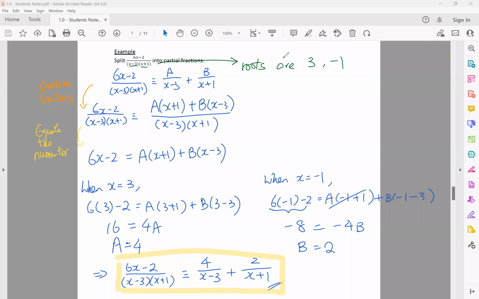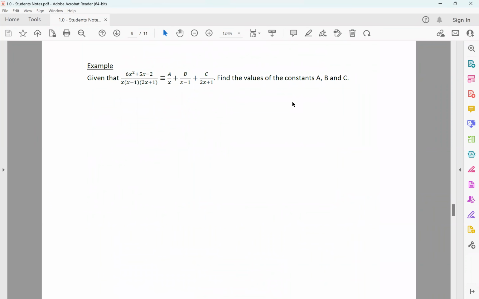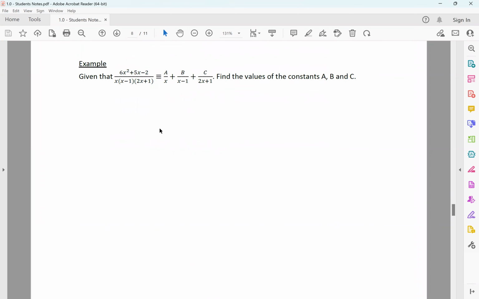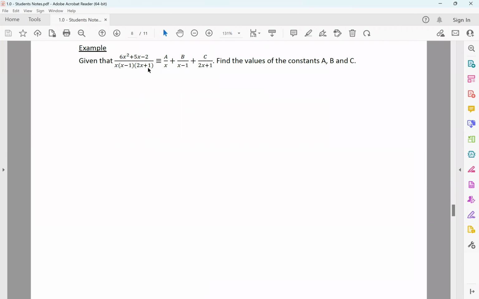Right, next one. Example. Given that 6x squared plus 5x minus 2 over x times x minus 1 times 2x plus 1 is equivalent to this, find the values of constants a, b, and c. So this time they lay out the form for you.